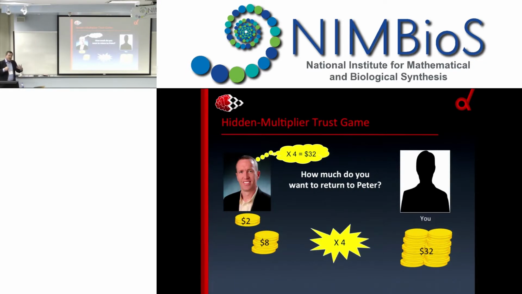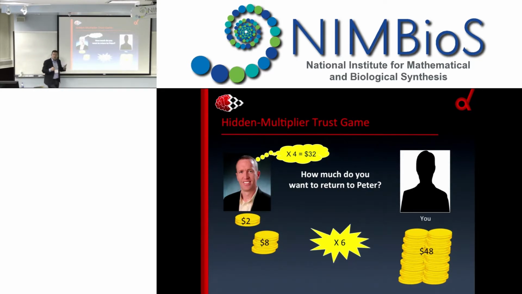We tell our subjects that on a certain number of trials we're going to do something different. On a certain number of trials, this multiplier is actually going to be times 6. But importantly, we're not going to tell Peter. So Peter's going to still make the same transfer. He's still going to believe that you have $32, but you actually have $48. Here's where those two predictions diverge.